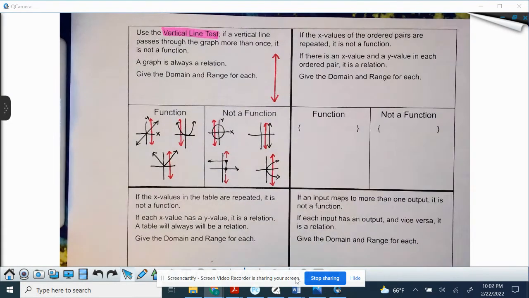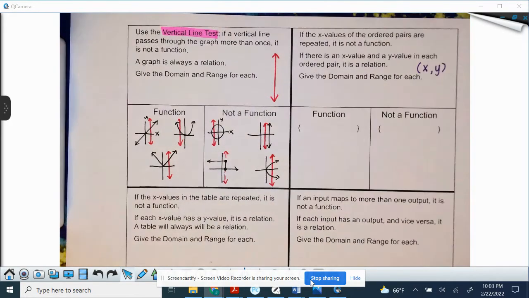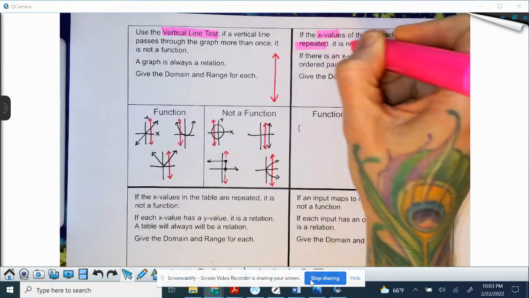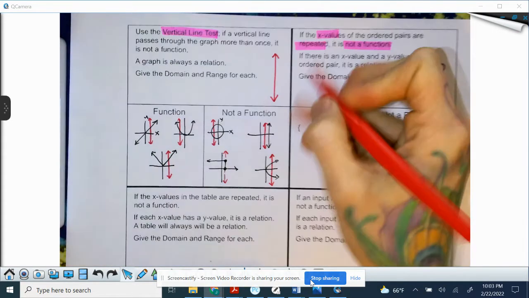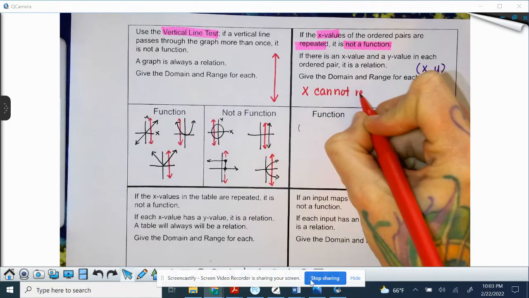So moving right along, the x values of ordered pairs. Ordered pairs are going to be that x and that y, so x, y, and they're listed usually with squiggle parentheses on either side. If the x values of ordered pairs repeat, then it is not a function. So repeat, not a function. If there's an x value and a y value in each ordered pair, it is a relation. So x cannot repeat.